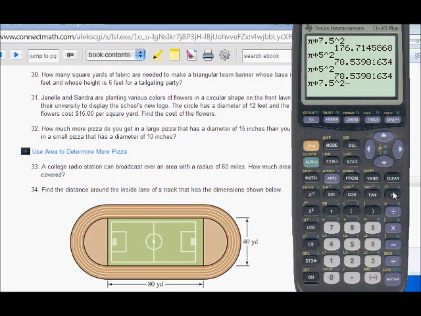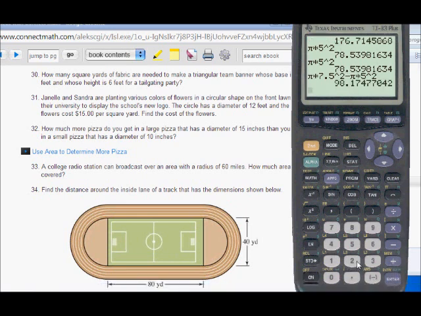Subtract, and pi times r squared, and I hit enter. 98.17477042, and what the book wants in this case, even though it doesn't say it, is rounded to this 7 right here. So we have 98.17. And that would be the answer to this problem of how much more pizza you get.